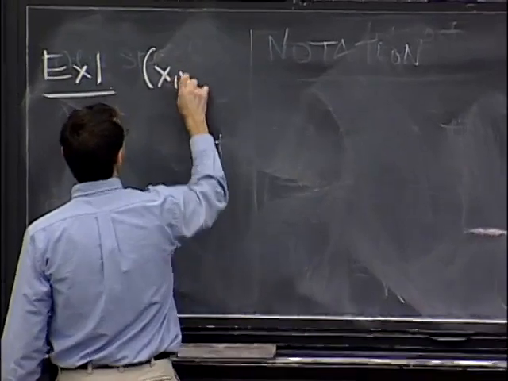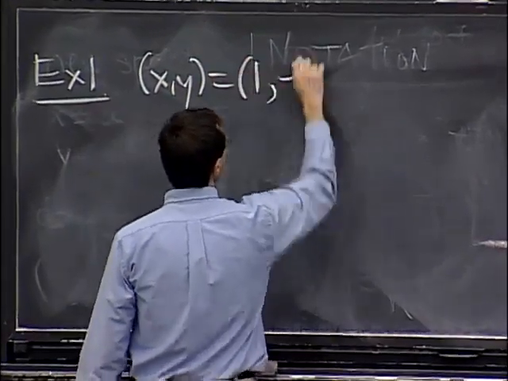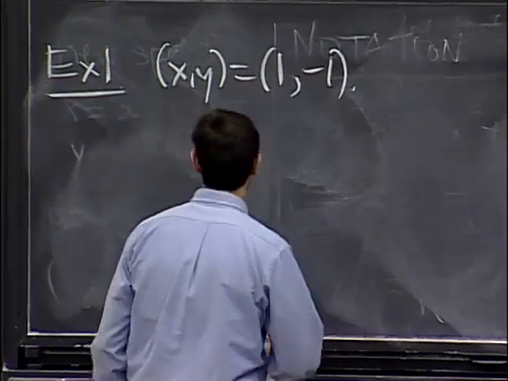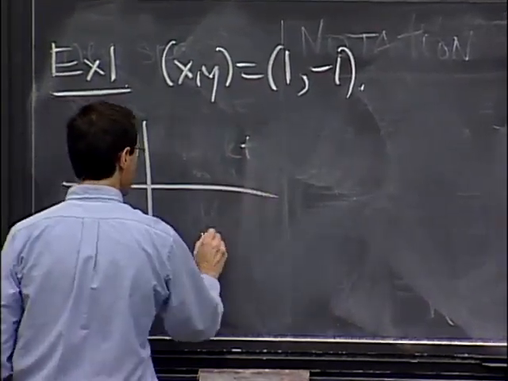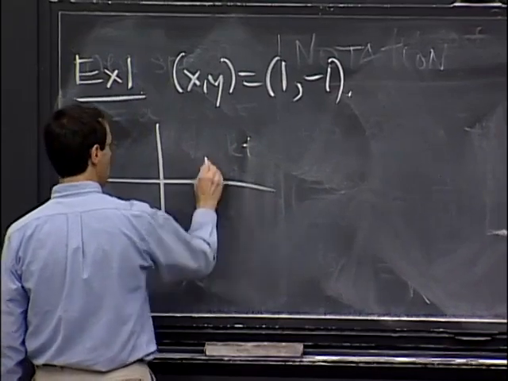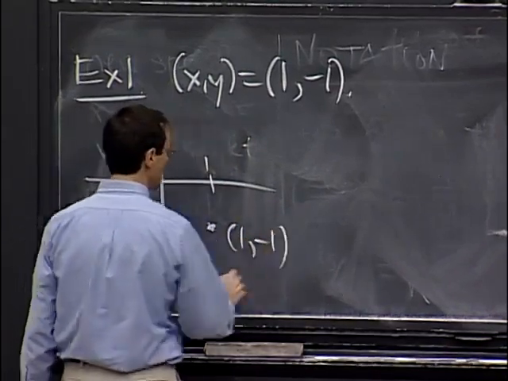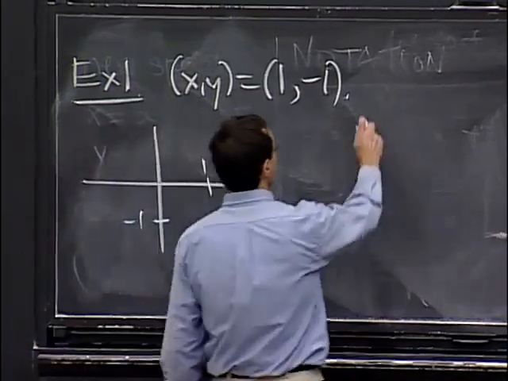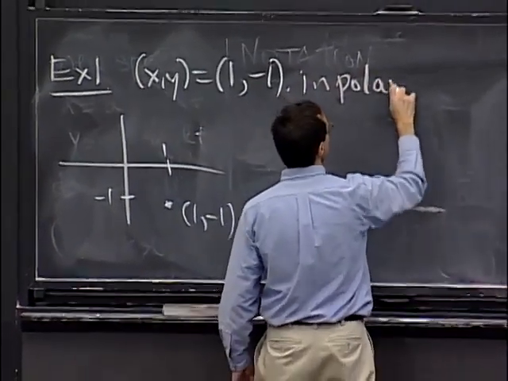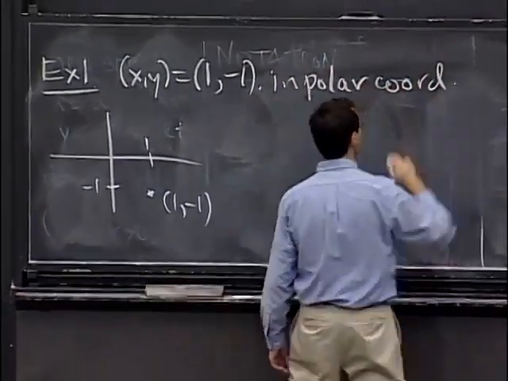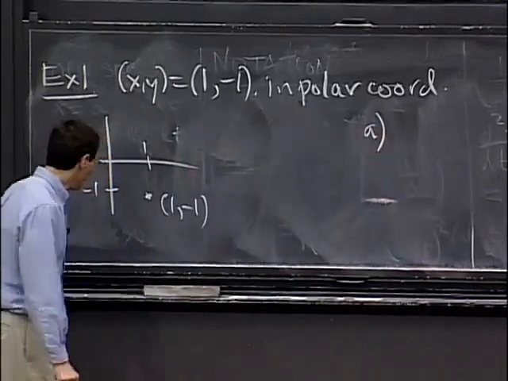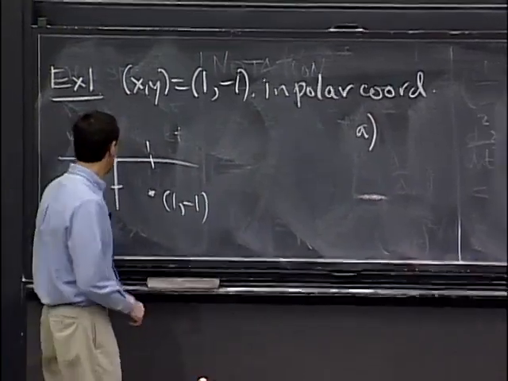If you have (x, y) equals (1, -1), that's a point in the plane. I can draw that point. It's down here, right? This is -1 and this is 1. And here's my point, (1, -1). I can figure out what the representative is of this in polar coordinates. So in polar coordinates, there are actually a bunch of choices here. First of all, I'll tell you one choice.